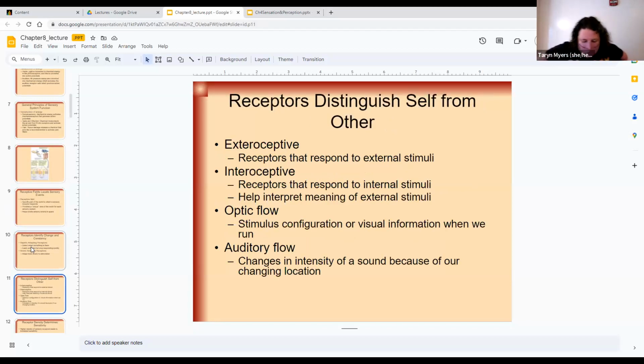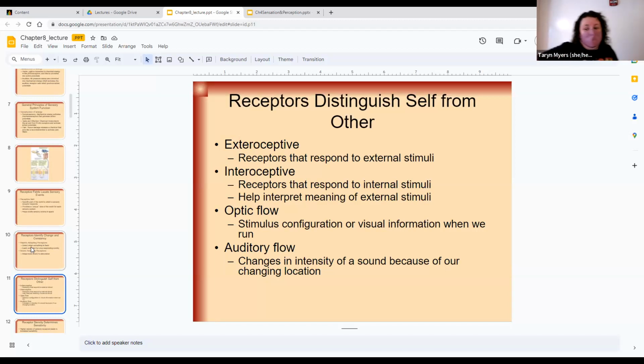And then we have exteroceptive, which are receptors that are responding to external stimuli. And I think that this is typically what we think of when we think of the senses, right? Reacting to the world around us. But the other really important thing that our senses can do is be interoceptive and respond to what's going on inside our own body. And that helps us interpret the meaning of external stimuli.